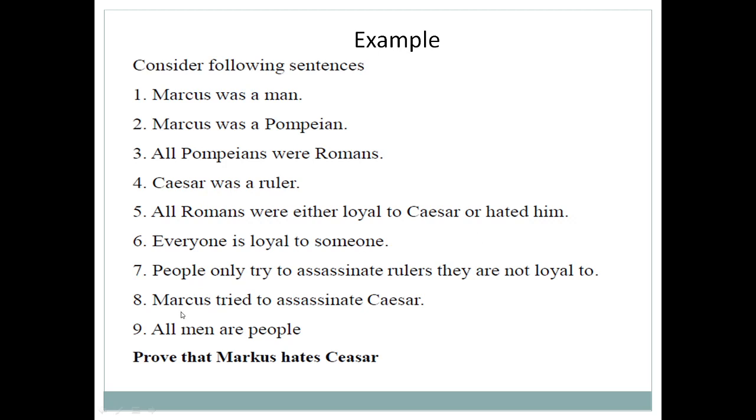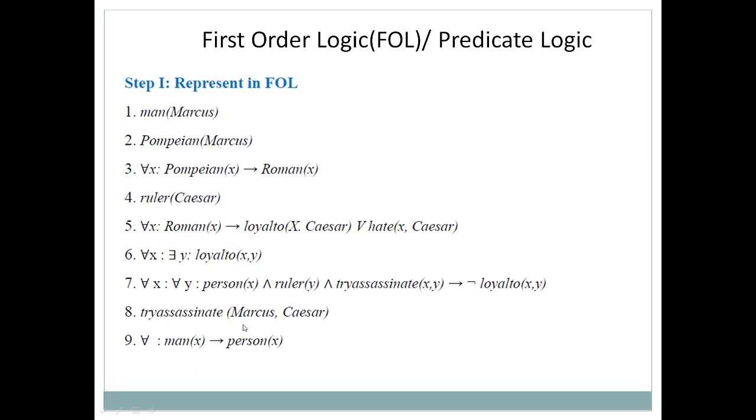Then the next statement is Marcus tried to assassinate Caesar. This is another statement, very simple. Assassinate is a predicate and it accepts two arguments. One is Marcus and the second one is Caesar. So it's very simple: try to assassinate in brackets Marcus comma Caesar. How to read this? Marcus tried to assassinate Caesar.